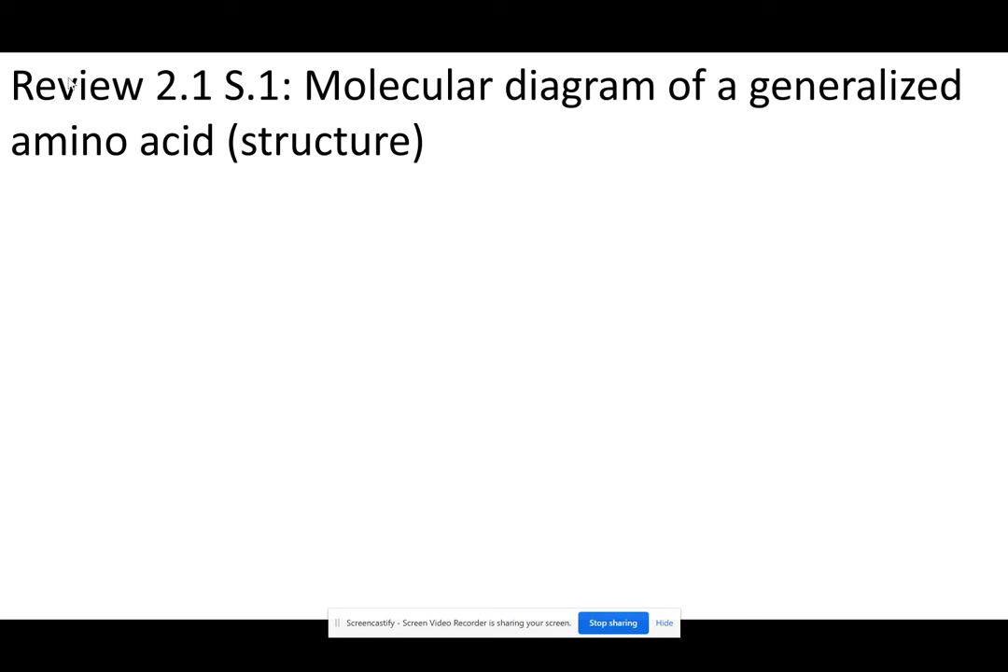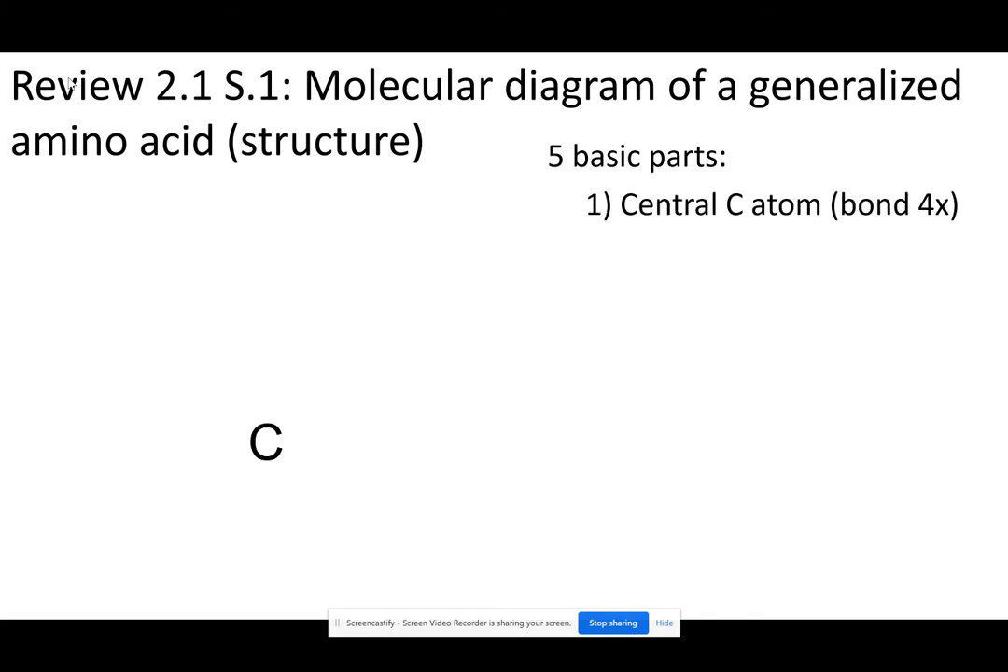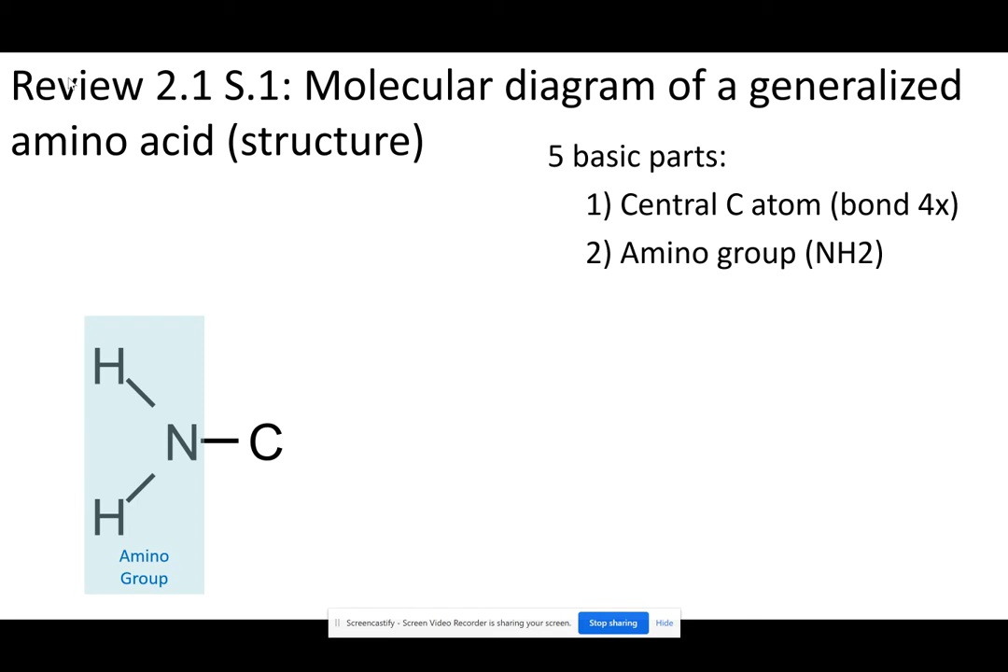Now remember, amino acids are monomers of proteins, so they are the building blocks. So an amino acid is a building block. That building block has 5 parts. There's a central carbon, which is able to make 4 bonds. There's the amino group, which is the NH2 portion of the molecule. There's a hydrogen underneath that carbon because remember, it has to make 4 bonds.